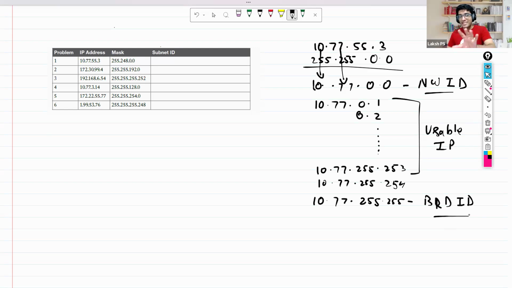Okay, so for a simple IP address mask, this is very easy to calculate. But with an address mask like this, how are we going to calculate the network ID and the broadcast ID? This is what we are going to learn now.